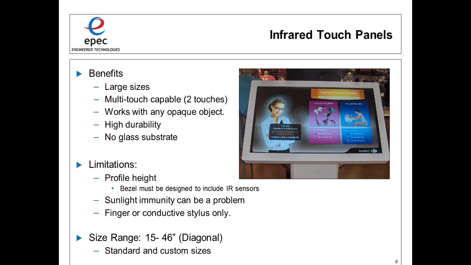The benefits to the infrared touch panels are they're really good. It's a good technology for large size screens. They do have the ability to do multi-touch, 2 points. And again, it's going to work with any opaque object, so a finger, a stylus, anything that's going to disrupt that light getting to the sensor is going to register a touch. Because we're not flexing the film like we do in a resistive, it's very high in its durability, number of touches. And there's no glass substrate.